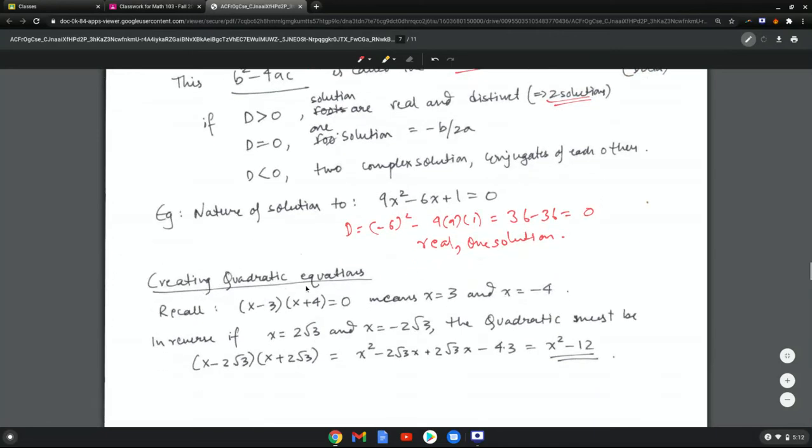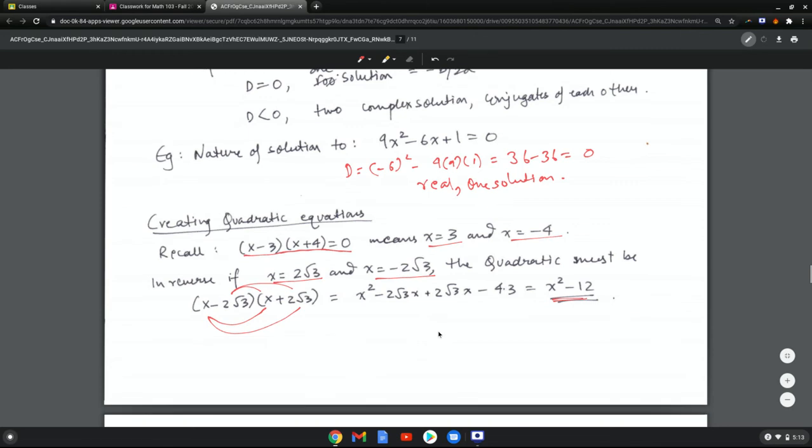The last topic here is creating quadratic equations. Now recall, when we factored, x minus 3 times x plus 4 equals 0 means x equals 3 and x equals negative 4. Now in reverse, if we know that x can be 2 root 3 and x can be negative 2 root 3, what is the quadratic equation? So it must be x minus 2 root 3 times x plus 2 root 3, which you can then FOIL: x squared, negative 2 root 3 x, positive 2 root 3 x, and negative 2 times 2, which is 4, and root 3 times root 3, which is 3. So you end up with x squared minus 12.